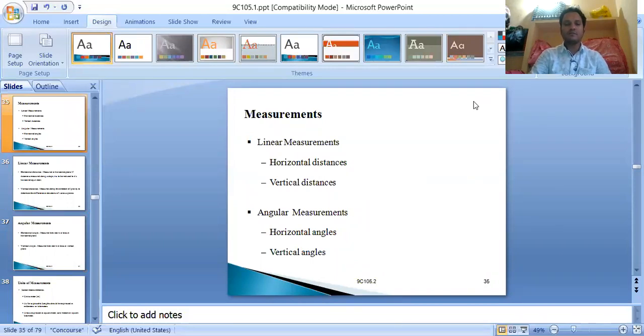Majorly, we have two types of measurements. We can classify all the measurements into two categories: linear measurements and angular measurements. Linear means we have two types again: horizontal distances and vertical distances. Linear measurement refers to distance. It may be in horizontal plane or in vertical plane. Angular measurements refers to angles. So it may be a horizontal angle or vertical angle. So these are the two basic types of measurements: linear and angular.